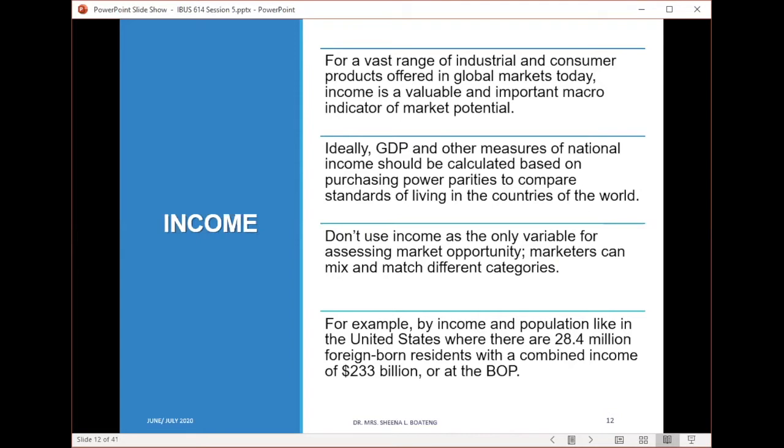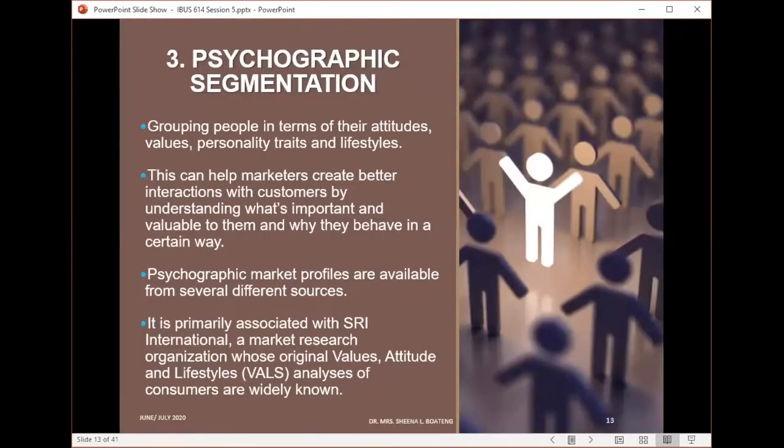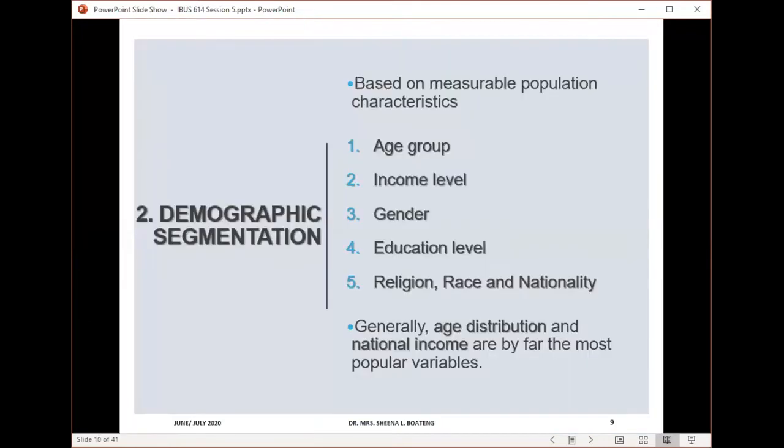So being able to break it down to the income of the last consumer will give you an idea of how much money they have to spend. However, like I said, it is not enough on its own to determine why a consumer will go in to purchase a product. So we need to add other segmentation criteria. That brings us to the end of the demographic segmentation criteria and why we are saying that age distribution and national income are pivotal variables under this segment.